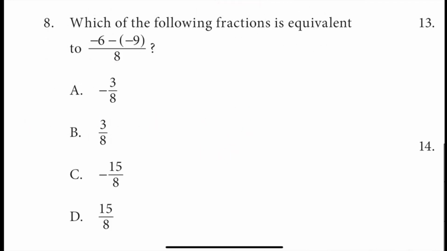Number 8. Which of the following fractions is equivalent to the answers, right? That's an easy one, guys. We just need to solve this. The only little trick here is that we have 2 negatives, and negative becomes positive. So I stay with the -6, and these 2 negatives become positive. All right, so you have -6 plus 9, or 9 minus 6. 9 minus 6 is 3, and you keep the same denominator. Answer is B.